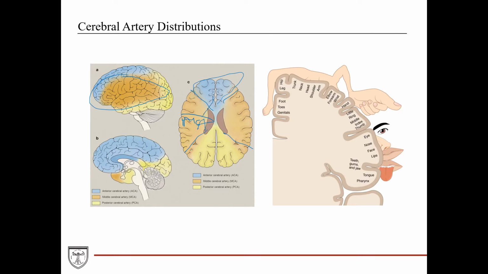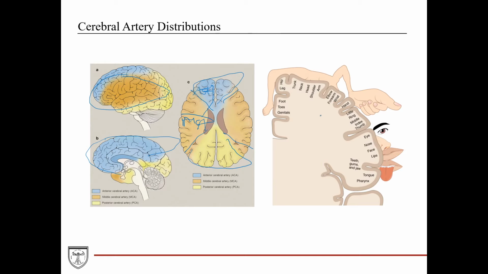And then the ACA is coming in like this. And so that makes sense that the MCA and the ACA are going to cover these distributions respectively. And this is a medial view here, and you can see where this in blue is all ACA. PCA is going to cover this posterior aspect, which makes sense.